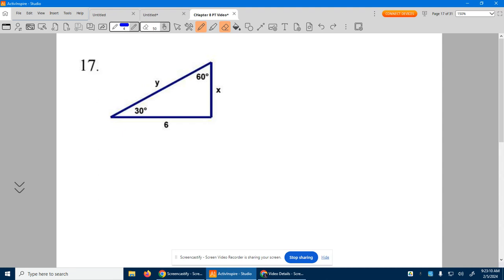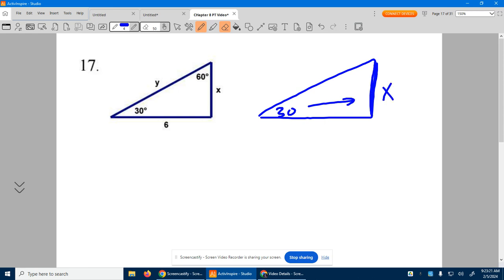Number 17, special 30-60-90 right triangle. What are the rules? Everything is always based off of this side across from the 30. I call it the short side. Whatever it is, call it X. The hypotenuse will be twice as big, and the long side will simply be that short side times the square root of 3. So the hypotenuse will be that short side times 2, and the long side across from the 60 degrees will be the X value times root 3.